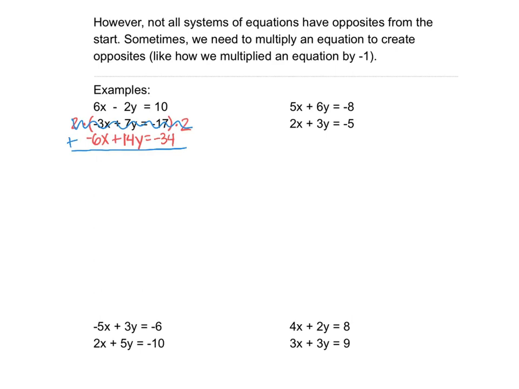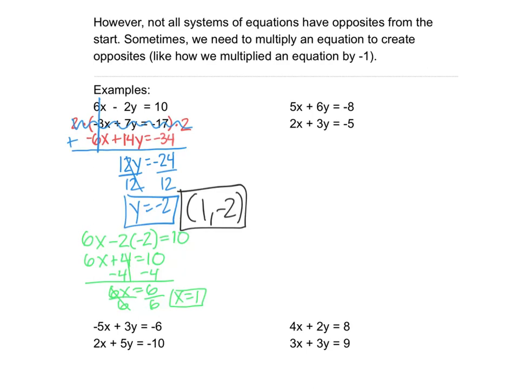Then we add it and solve it just like normal, because now we have opposites that cancel. Negative 2y plus positive 14y is 12y, positive 10 plus negative 34 is negative 24. Divide, y is negative 2. In an effort to save some time, since once we get to this point, the process of how we solve this is nothing different than what we've been doing before, I just went ahead and solved this. I got y is negative 2, and put this in for y in one of my original equations. It doesn't matter which one I use, I just picked the first one. Then we had negative 2 times negative 2 is positive 4. I solved this two-step equation to get x is 1. Our solution is 1 comma negative 2.